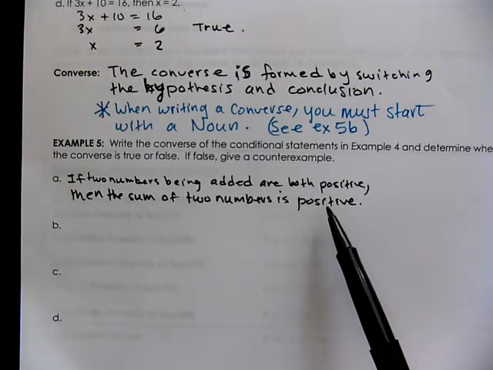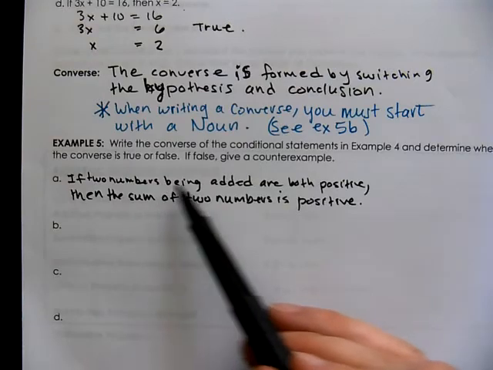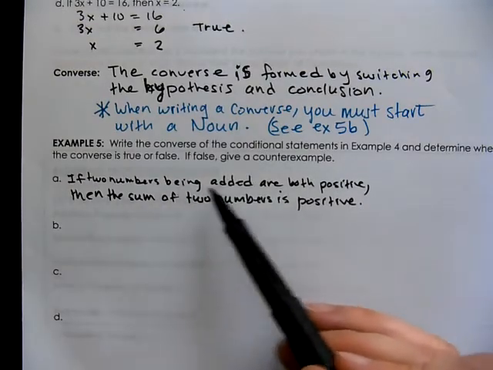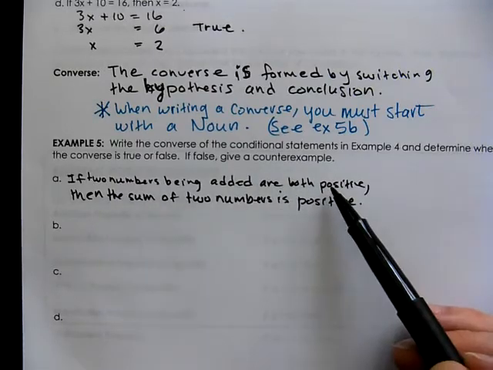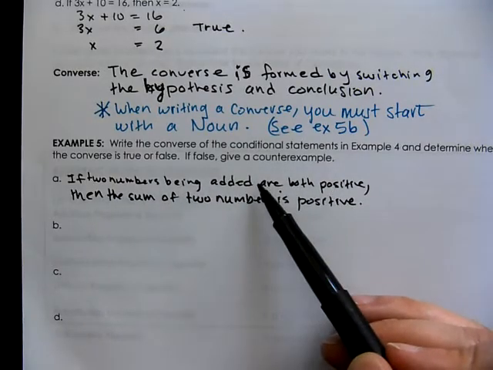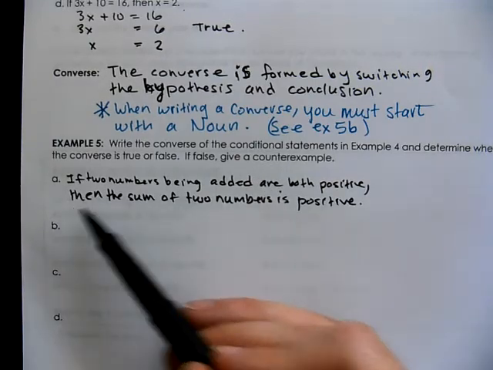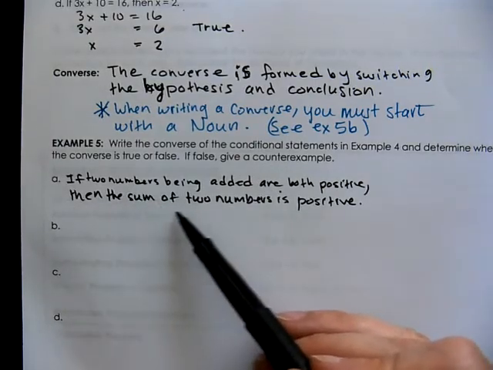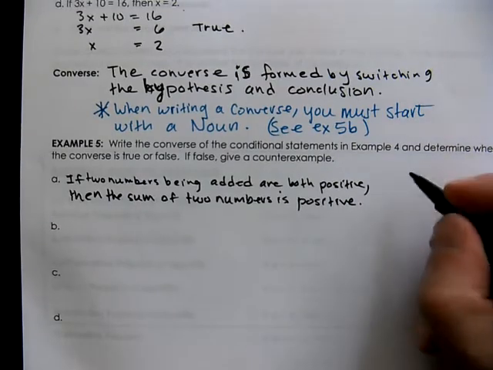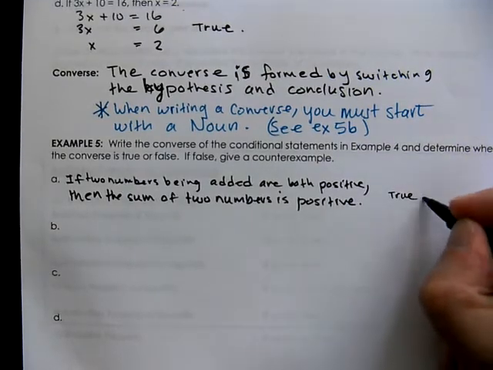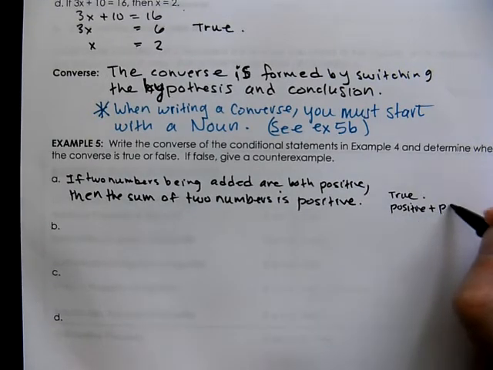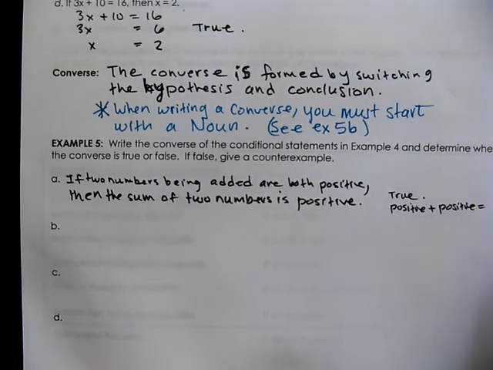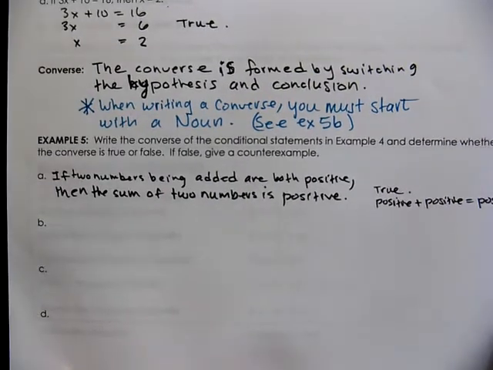So we want to know if this is true or false. So think of the condition, if two numbers being added are both positive. So we're focusing on the two numbers are positive and we're adding them together. So that means if I have a positive plus a positive, then the sum, the answer of the two numbers is also positive. That is true because any positive number plus another positive number will equal a positive result. And that's why it is a true statement.